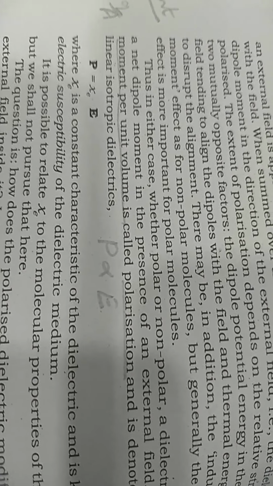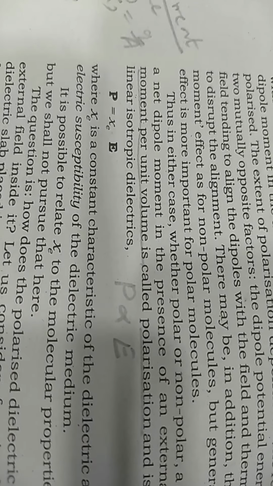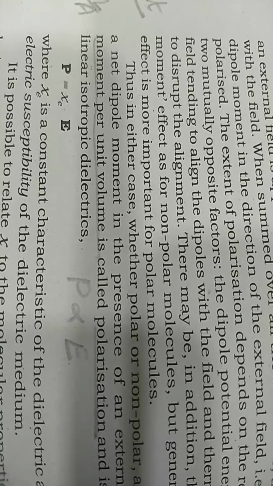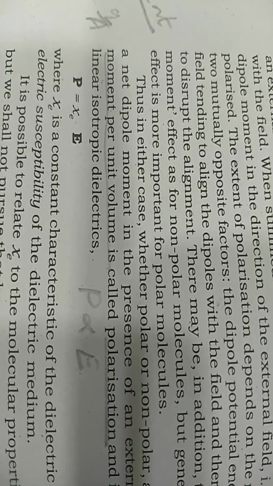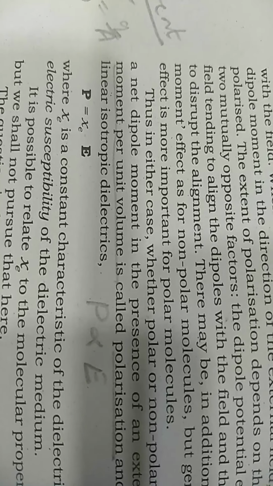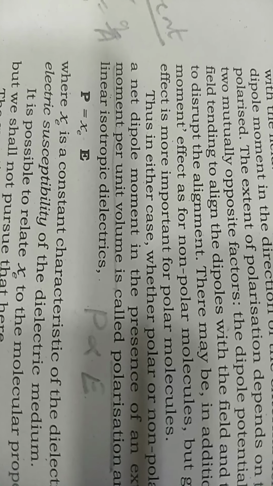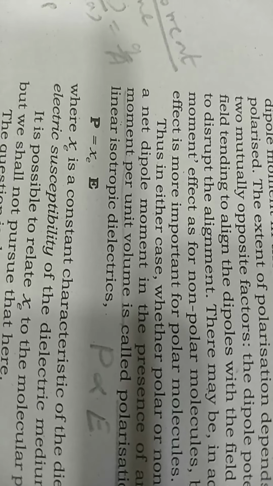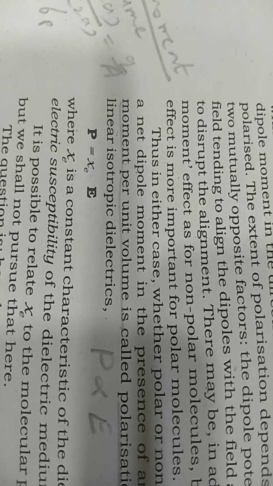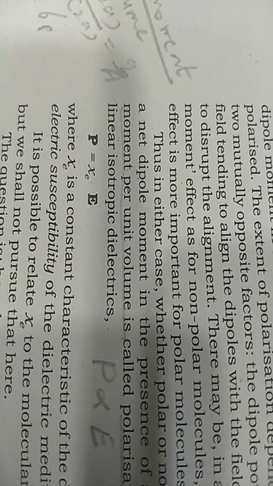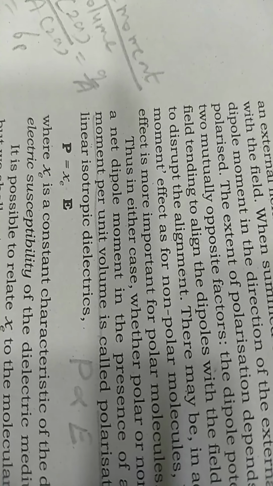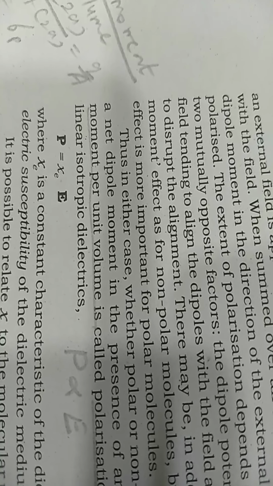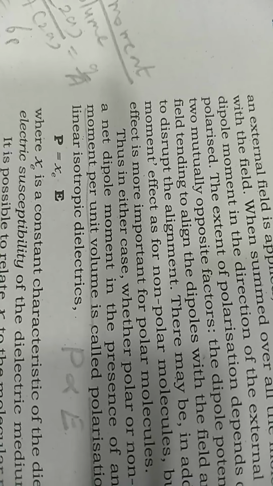Some molecules may get polarized more, some molecules may get polarized less. So susceptibility of a given material depends on the medium. Say susceptibility of a vacuum is 0, because when there is a vacuum, there are no molecules whose charges can be displaced. So susceptibility of vacuum is 0, but a different medium has a different value, and the greater the value of chi, that is susceptibility, the greater the induced charge on it.